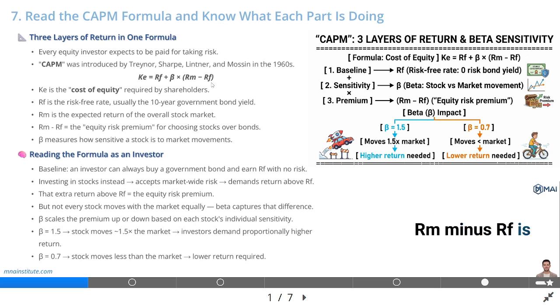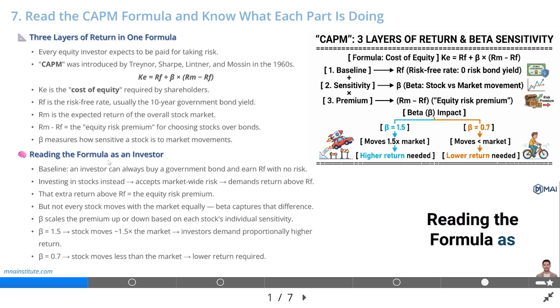RM minus RF is the equity risk premium, the extra return investors demand for choosing stocks over safe government bonds. Beta measures how sensitive the individual stock is to movements in that broader market.